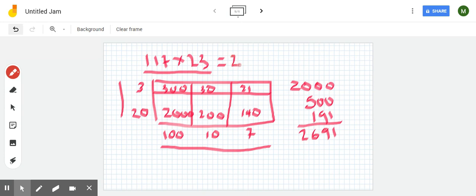So you've got a product that is equal to the sum. So I can write it as 2,000 plus 500 plus 191. So I've got a product and a sum that are equivalent.